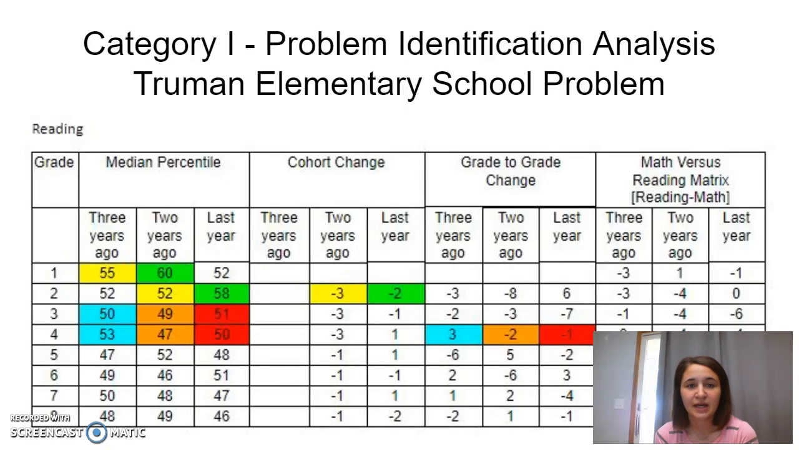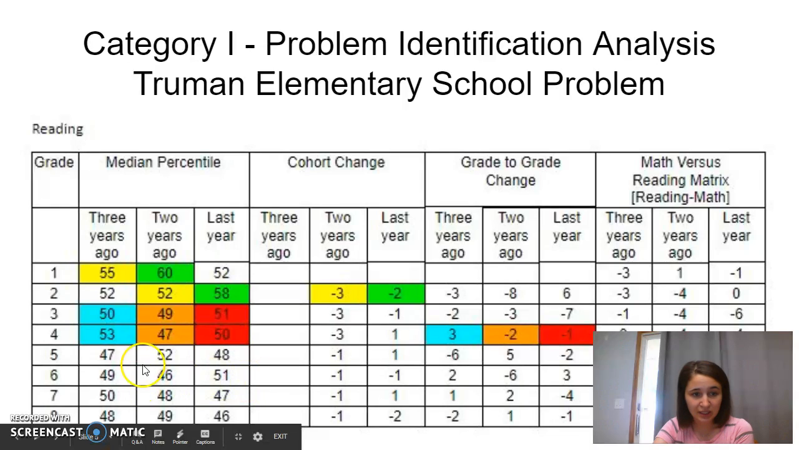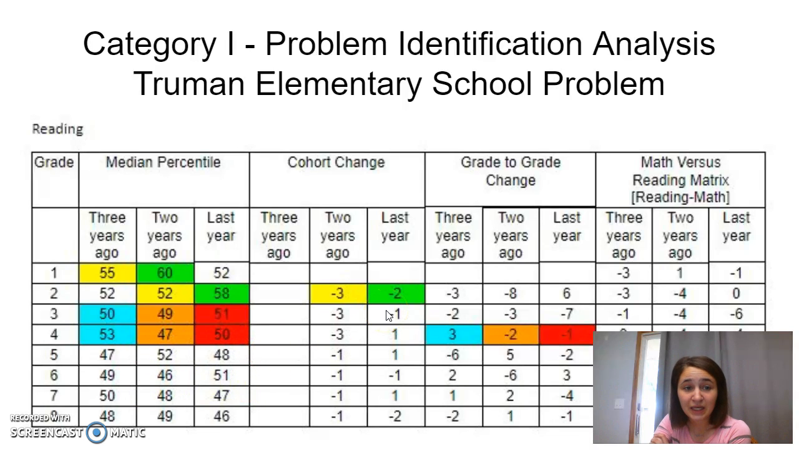Just looking at the data for Truman Elementary School's problem for Category 1, Problem Identification Analysis. As you can see, 3 years ago we started off at 55, 2 years ago 60, last year was 52. And looking across, you can just see the continuous decline in their median percentile.